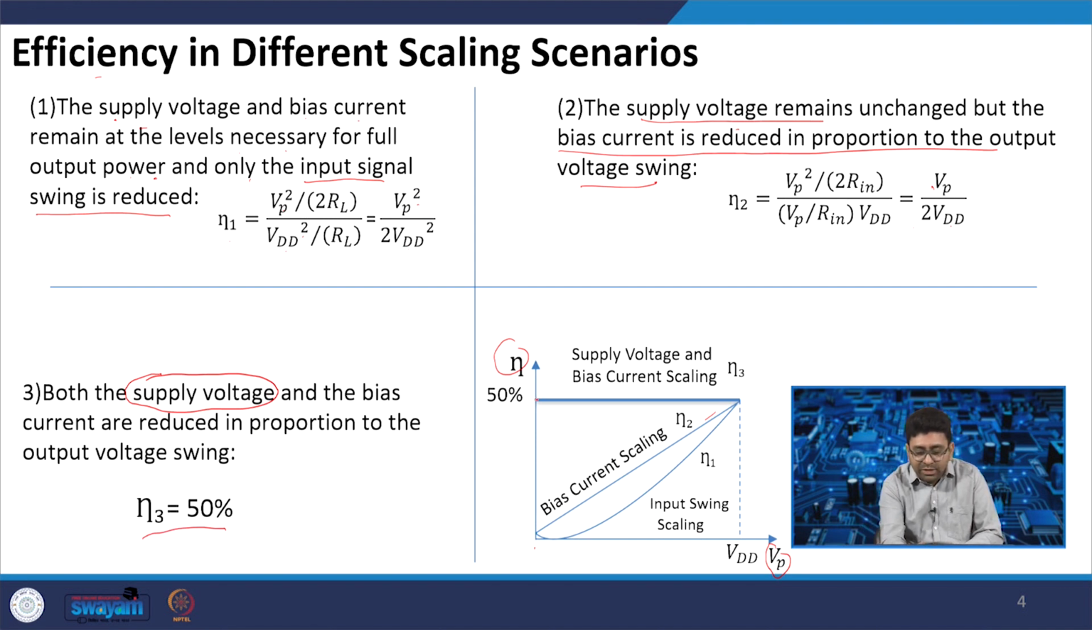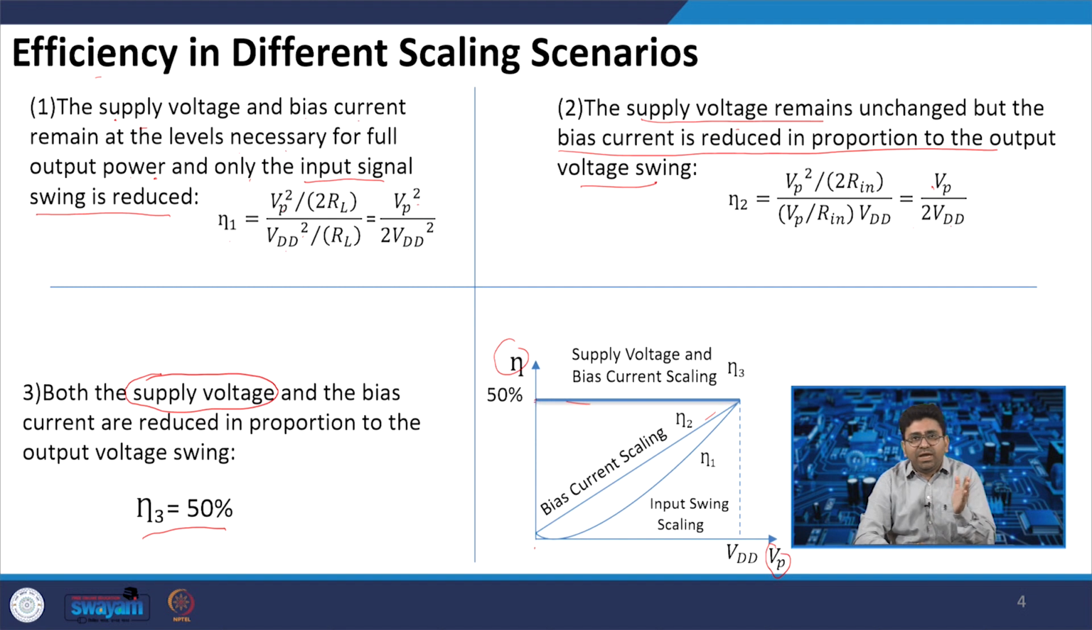So, if you want a constant efficiency for class A amplifier, then your supply voltage also should change with the swing. So, this is a 3 scenario that is important to understand, based on how the scaling of the input swing or the bias current or supply voltage and the current scaling is happening. So, while designing, we need to make sure that we have a sufficient voltage swing in this class A amplifier.